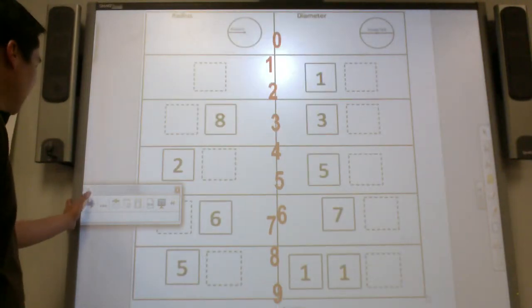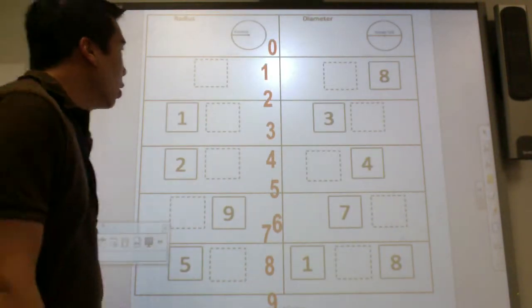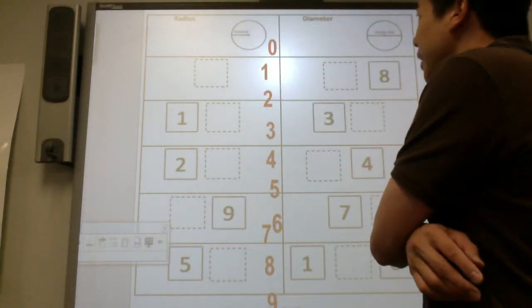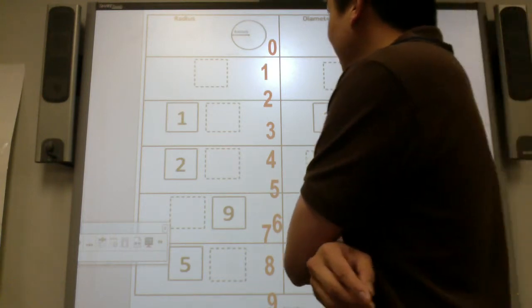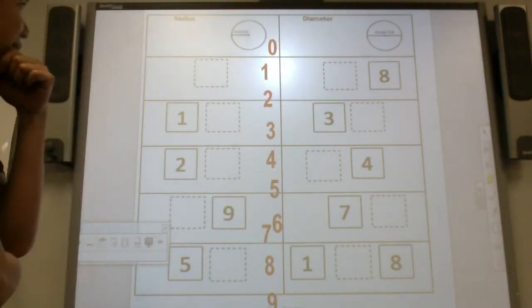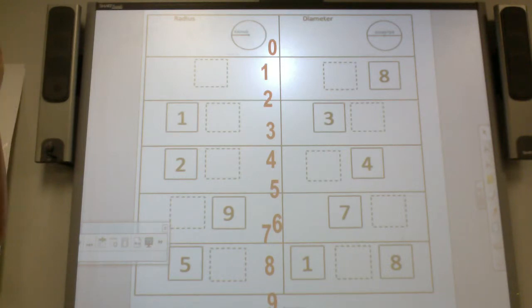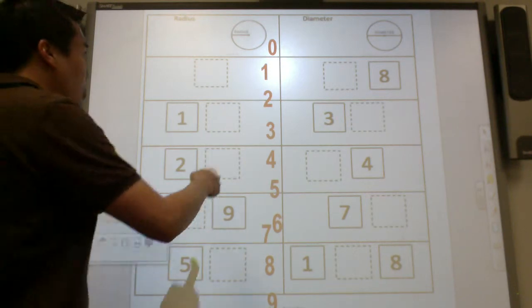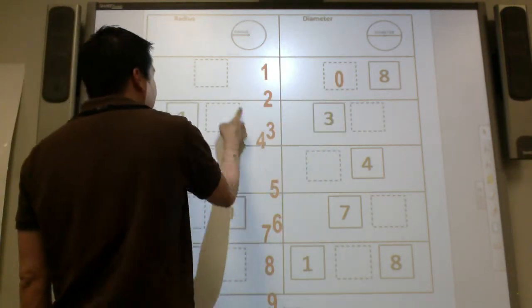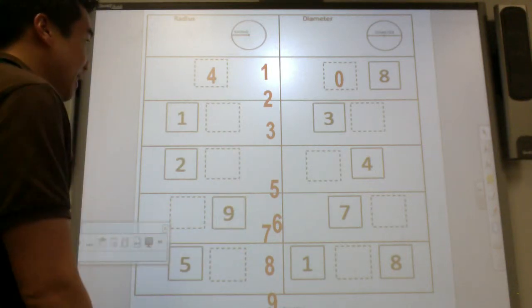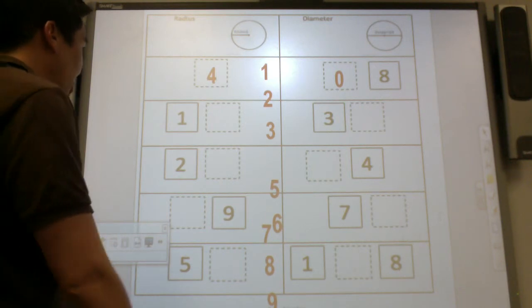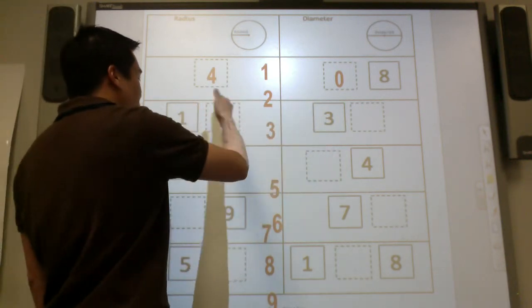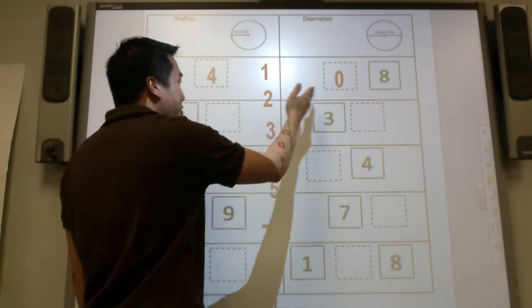And last but not least, in this last activity, if the radius is a number and you want to find the diameter, what would you get here? So let's see, 0 and 4. Radius is 4, diameter is 8. And so on. I'm not going to go through this, but you can go there. So what you have to do is, the radius is half of the diameter.